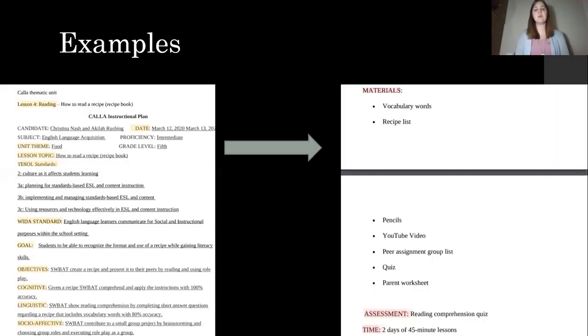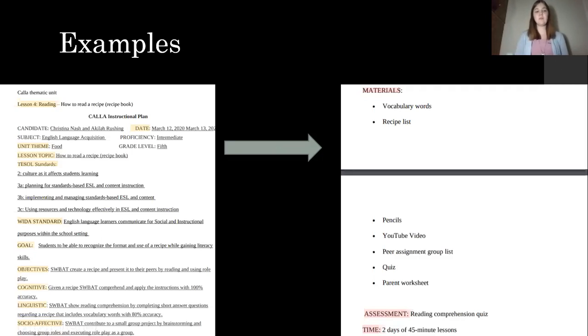So here we have a couple of examples of one of our lesson plans. If you look on the left side of the screen, you'll see the CALLA thematic unit plan, and you'll see highlighted, it says lesson 4 reading. So what that means is we know that we are on the 4th lesson plan of this thematic unit. Reading is going to be the skill that we are focusing on. It's your reading skill. It's the language domain. Also, if you look on the top right side of that image, you'll see the date. That's really important because you need to know when you are going to be doing these lesson plans.